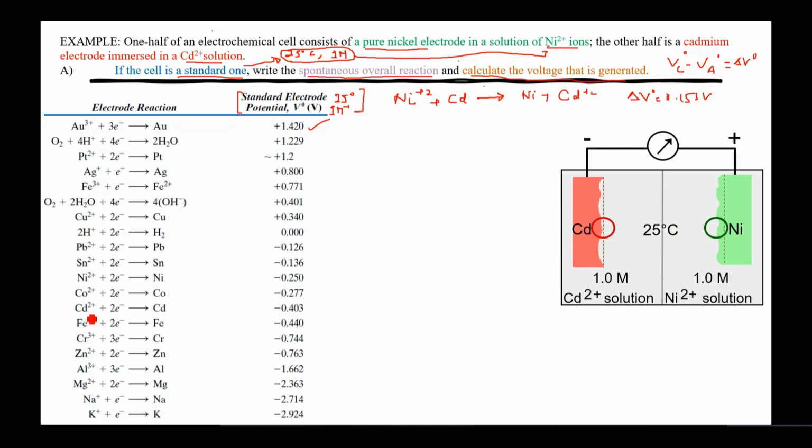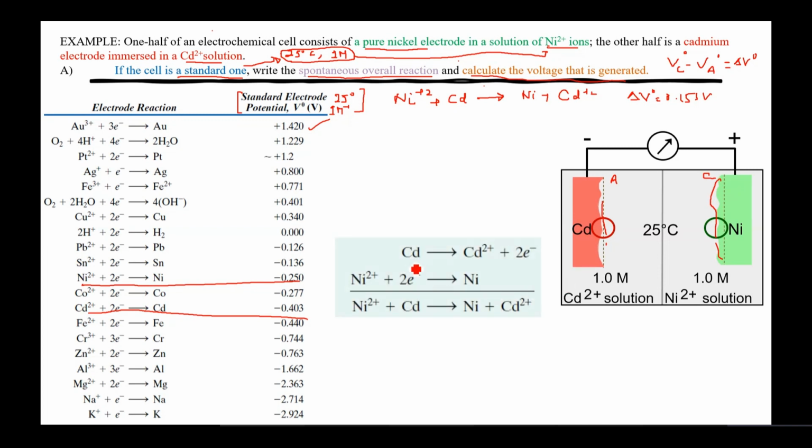Since we see cadmium is lower in the series as compared to nickel, तो हमने ऑटोमेटिकली कैडमियम को एनोड कंसिडर कर लिया और निकल को कैथोड कंसिडर कर लिया. And if you see cadmium is dissolving away and nickel gets deposited on the nickel electrode. अच्छा, based on this, we write the equation. This is the equation for cadmium getting oxidized. Cadmium 2 plus में convert हो रहा है by giving away 2 electrons, and nickel is getting reduced by acquiring those 2 electrons.